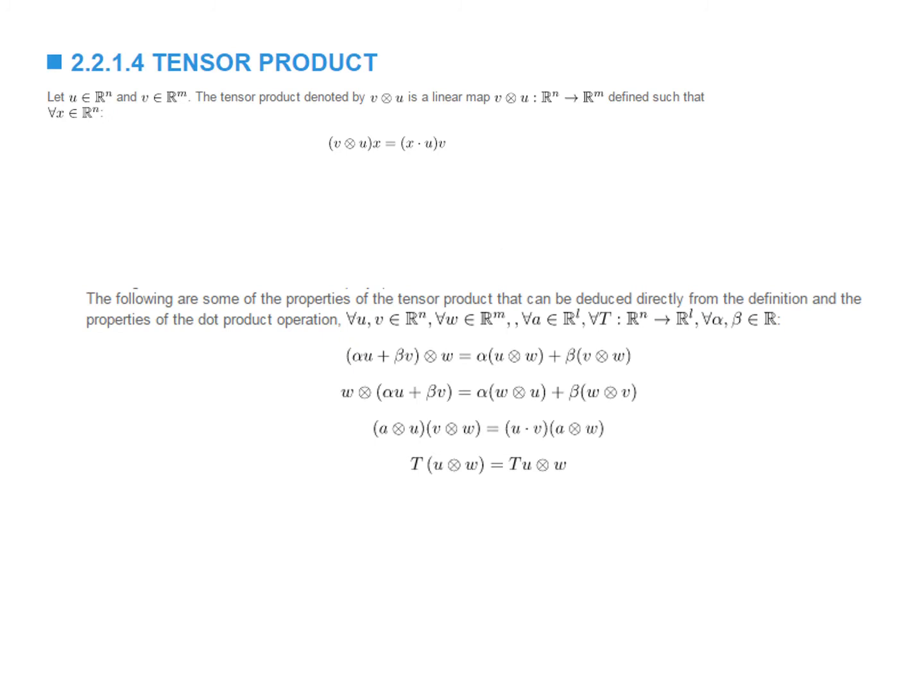The following are some of the properties of the tensor product operation. Using this definition, the student should attempt to prove these equivalent relationships. And basically they show that the tensor product operation is primarily a linear operation.